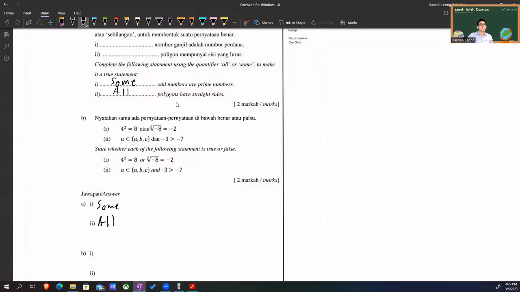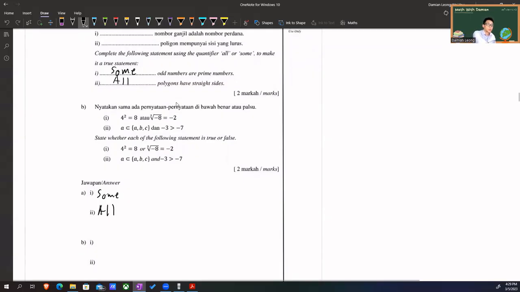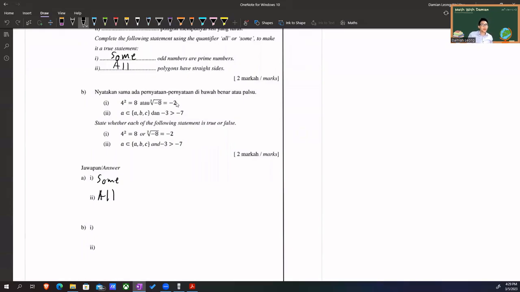Yeah, part B. State whether each of the following statements is true or false. So 4 square is 8. That's wrong. Cube root of -8 is -2. That's correct. So this is an OR statement. OR means as long as one of it is true, then it's true. So this is true. As for this, A is a subset of A, B, C. That's true. -3 is more than -7.